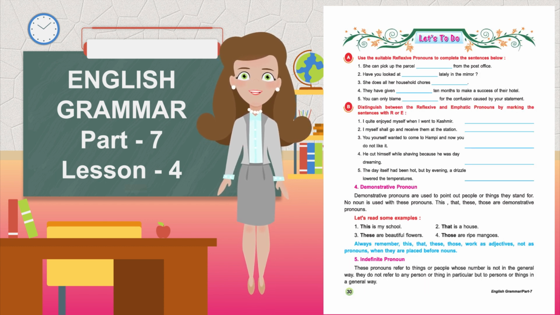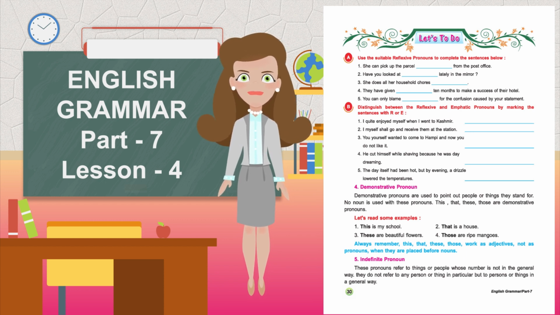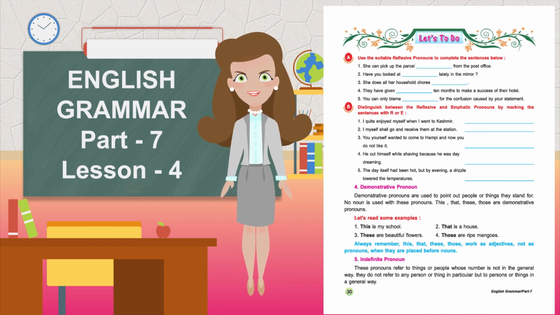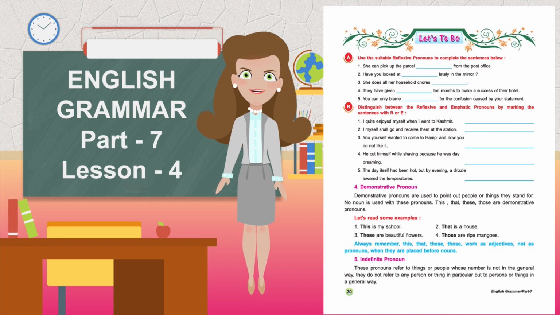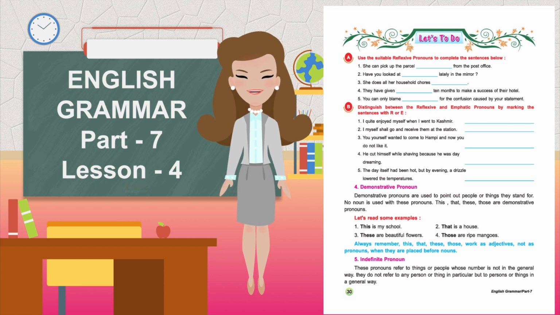Fourth, demonstrative pronoun. Demonstrative pronouns are used to point out people or things they stand for. No noun is used with these pronouns. This, that, these, those are demonstrative pronouns. Let's read some examples. This is my school. That is a house. These are beautiful flowers. Those are ripe mangoes. Always remember, this, that, these, those work as adjectives, not as pronouns, when they are placed before nouns.